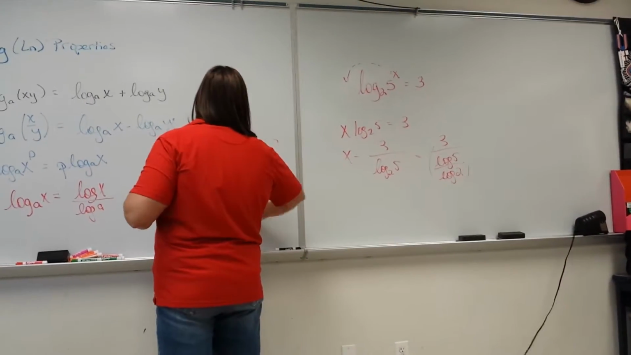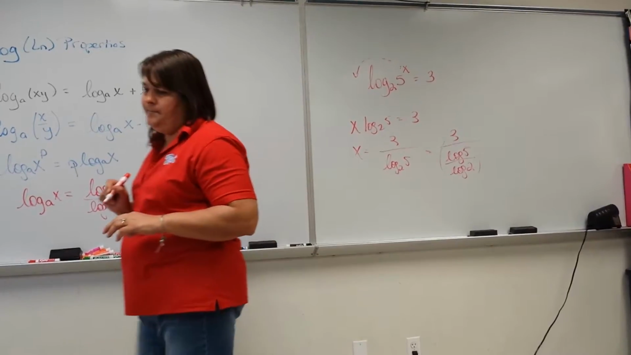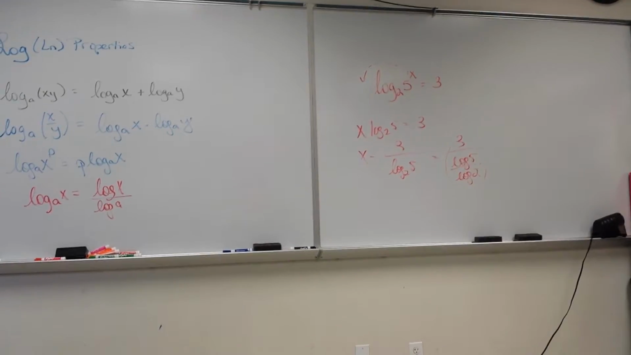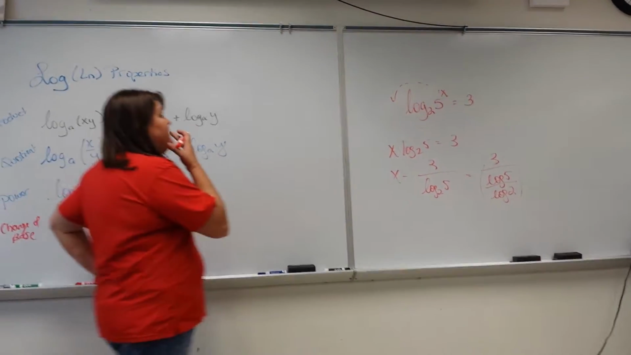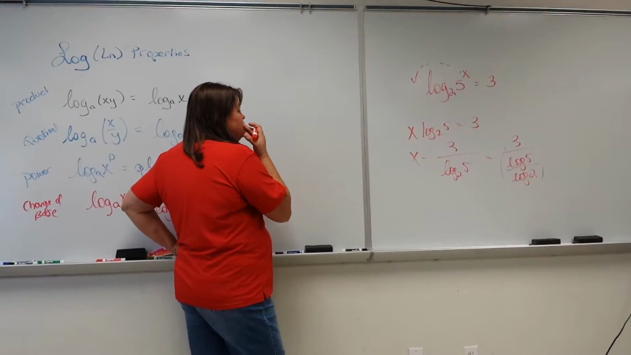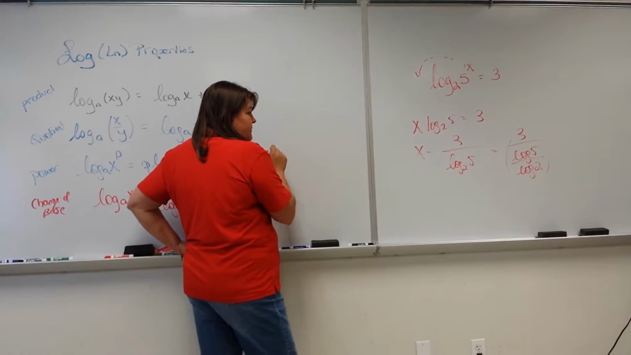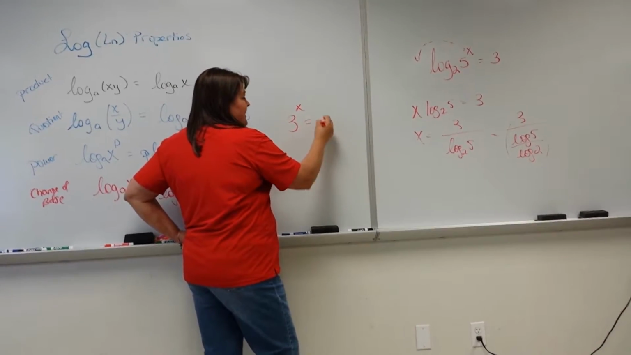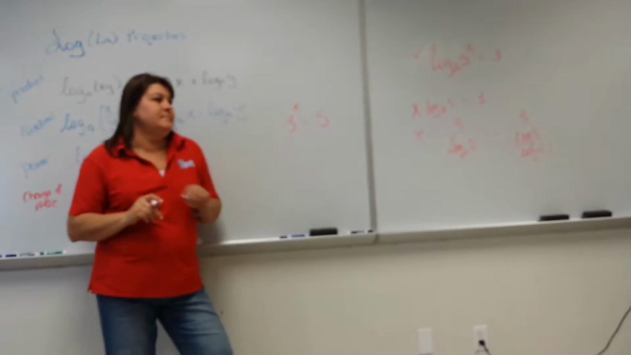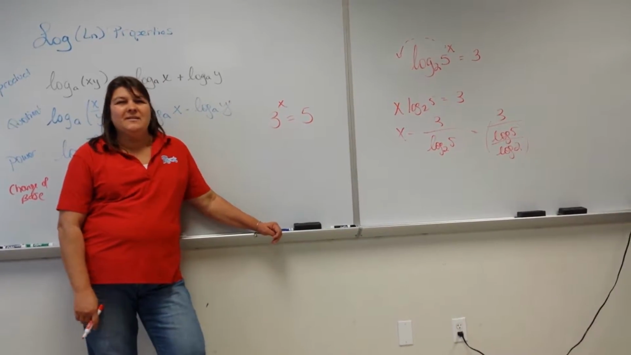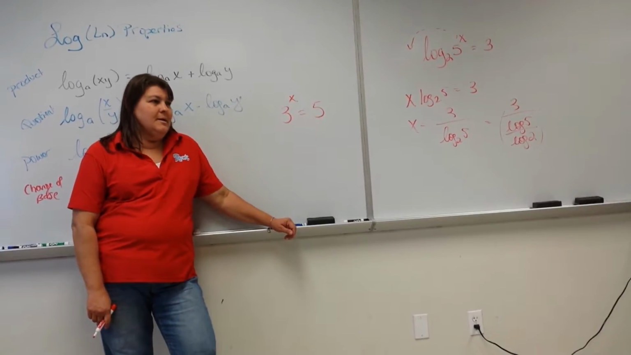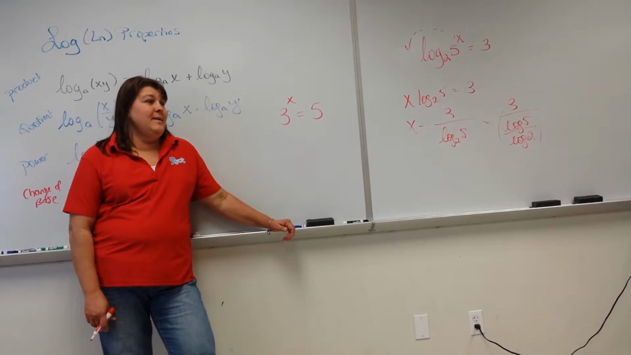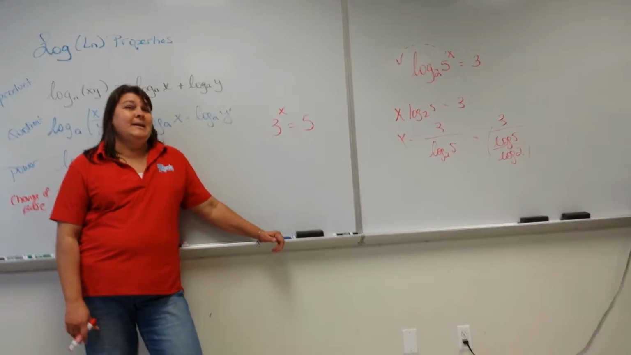So let's talk about something like this. Let's say I have 3 to the x is 5. Yuck. Because it's not like 3 to the x is 9, and it's not 3 to the x is 27. So they didn't make it nice for me.